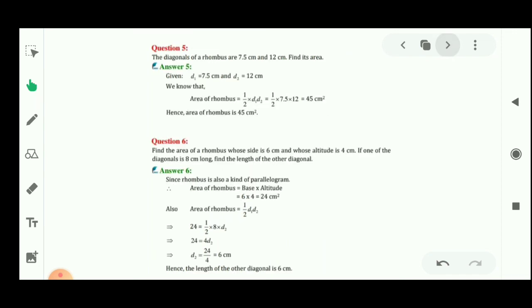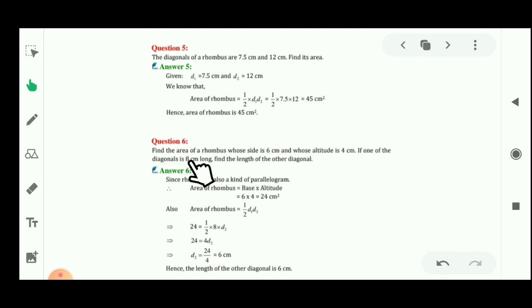Let's see the next question. In question number 5, the diagonals of a rhombus are given, this and this, and now you have to find out the area. Students, as you know, the formula of the area of a rhombus, if the diagonals are given, is 1 upon 2 into d1 into d2. Here d1 is the first diagonal and d2 means the second diagonal. So simply you have to find the area of the rhombus by putting in the values of the diagonals. That means 1 upon 2 into 7.5 into 12. That is already given in the question. So its value is 45 centimeter square.